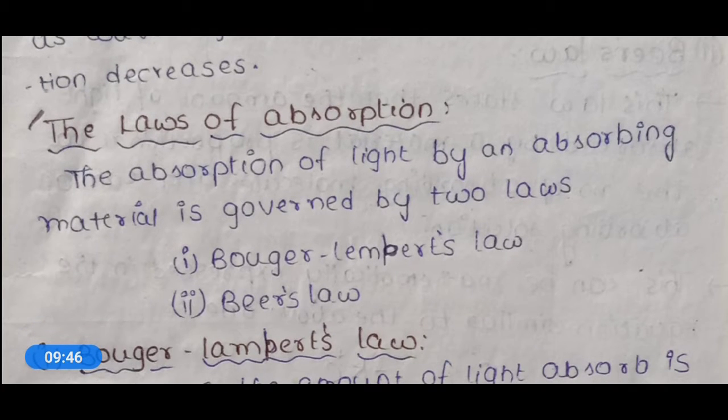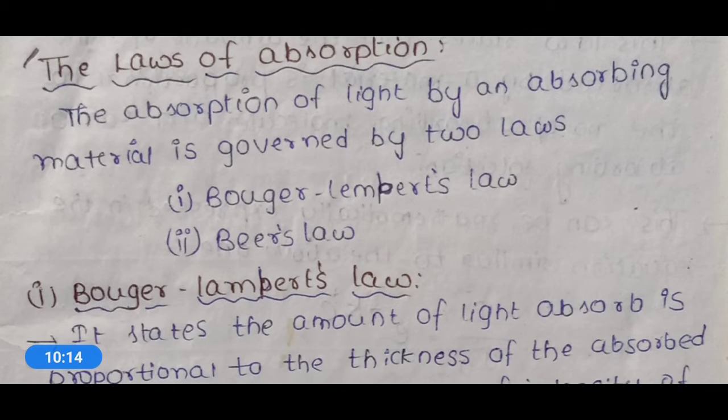The absorption of light by an absorbing material is governed by two laws. Absorption of light by absorbing material is explained with two laws. First one is Borger-Lambert's law and the second one is Beer's law. Now let's see Borger-Lambert's law.